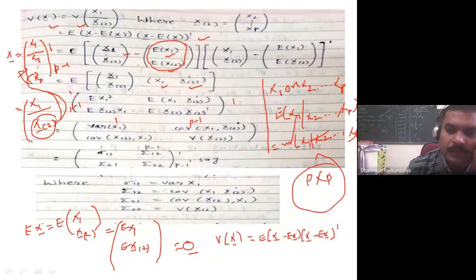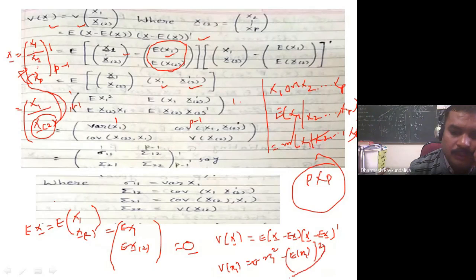How many elements does it have? A p cross p number of elements. So what is the variance of x1? Variance of x1 is nothing but expectation of x1 square minus expectation of x1 whole square. But we have said the mean is 0, so this is 0. So what remains is the expectation of x1 square. In its place, what can we write? We can write variance of x1. That is what is written as the variance of x1. Similarly, if you find out the covariance, how will you find out the covariance?